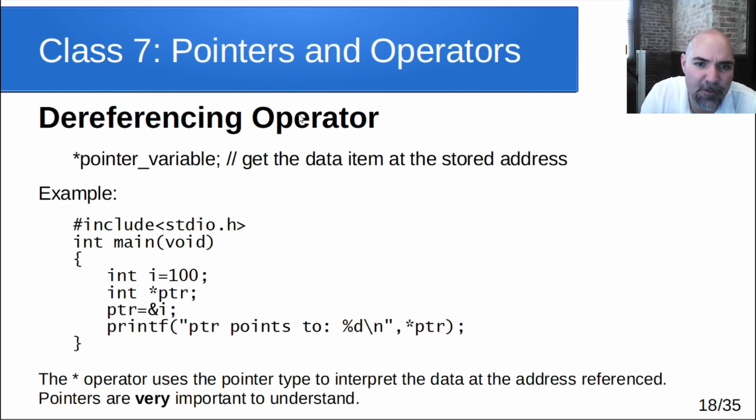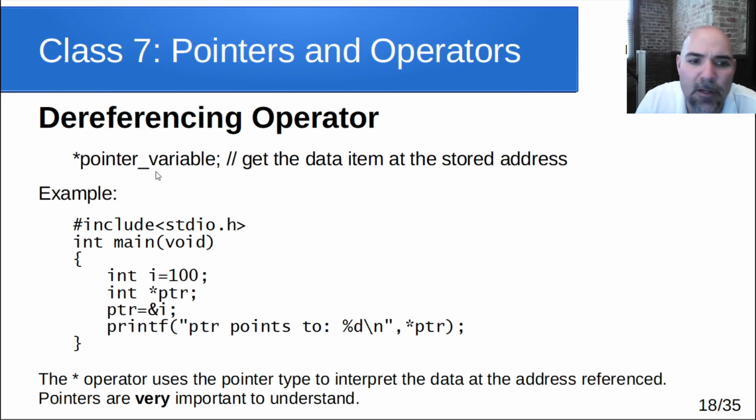And that dereferencing operator is just an asterisk in front of some pointer variable, in front of something that's holding an address. So that says get the data item at this address that's stored in that pointer variable. So it'll probably make more sense if we go ahead and look at this example code here.